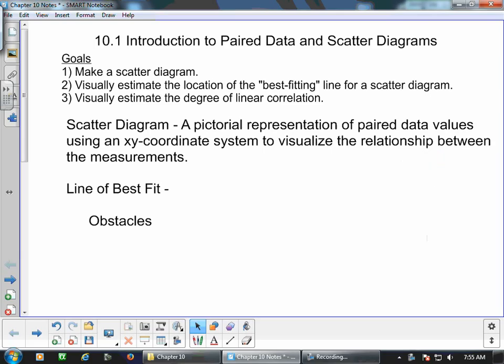All right. First of all, a scatter diagram is a pictorial representation of paired data values using an XY coordinate system to visualize the relationship between the measurements. Sounds awfully fancy. A pictorial representation of paired data values using an XY coordinate system to visualize the relationship between paired data values, or relationship between the measurements.